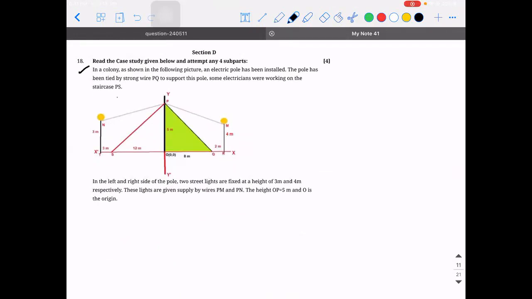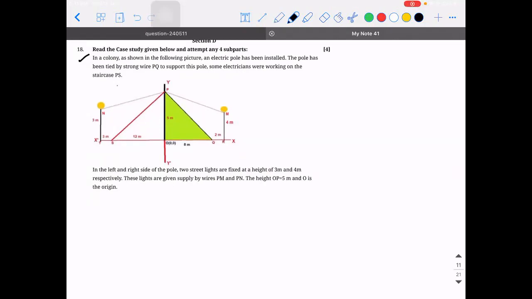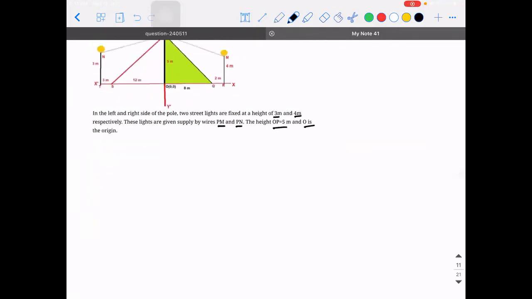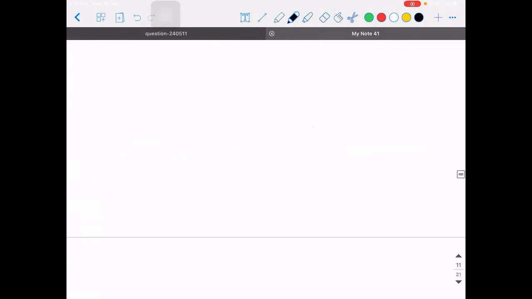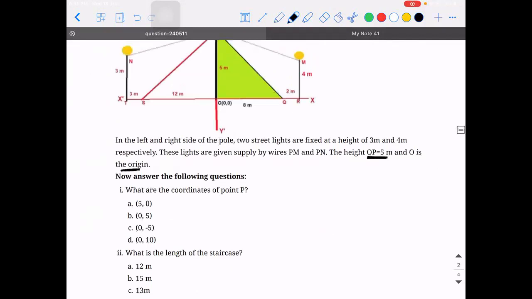In a colony, as shown in the figure, an electric pole has been installed. The pole has been tied by a strong wire PQ to support it. Some electricians were working on the staircase PS. On the left and right of the pole, two street lamps are fixed at heights of 3 meter and 4 meter respectively. These lights are given supply by the wires PM and PN. The height OP is 5 meter and O is the origin.